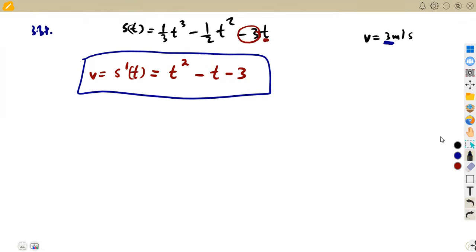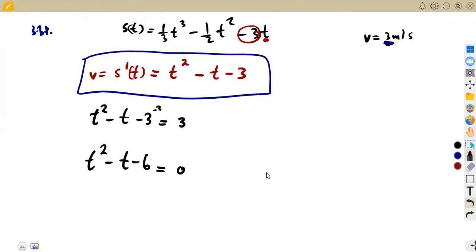So we are simply going to equate these two, to say t squared minus t minus 3 must be equal to the numerical value of the velocity that we are given. So now we can solve for t. t squared minus t, transpose 3 to that side, it is going to be a negative. So that's negative 3, which is negative 6, is equal to 0. Do we have factors in this case? Because we are supposed to solve our equation. So we need factors of negative 6.